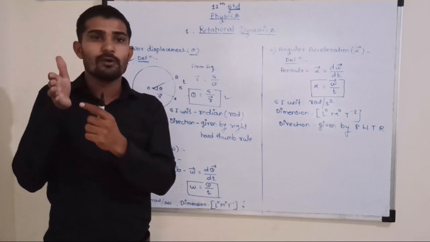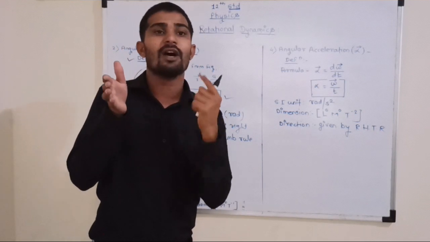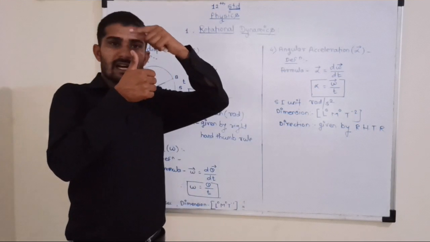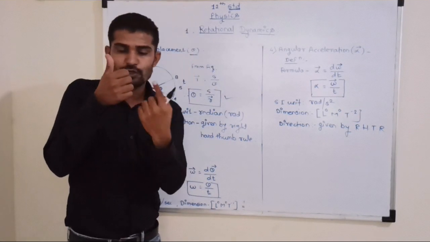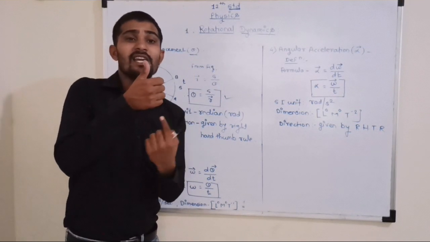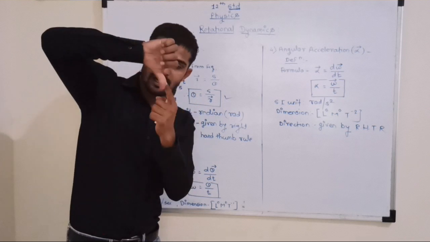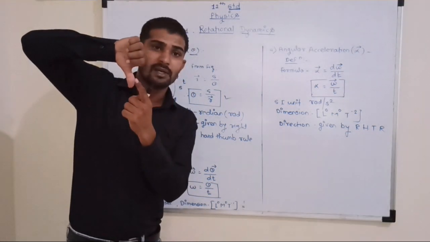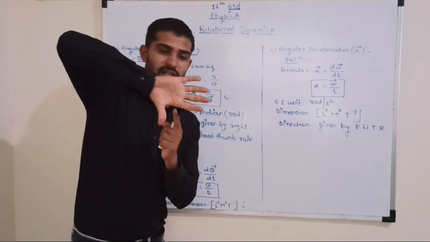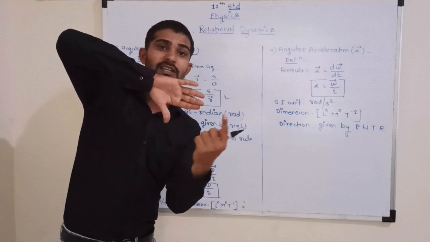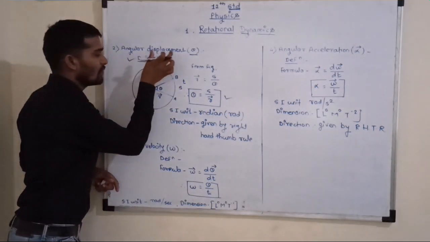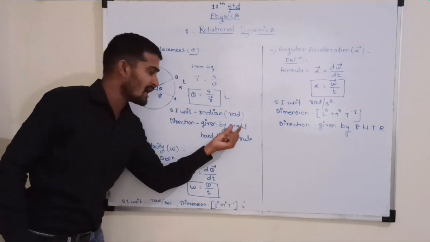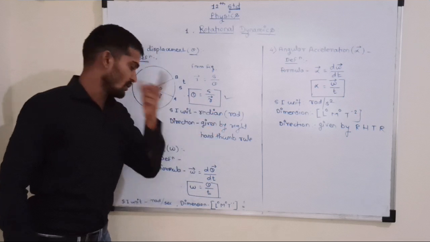Means what? The motion of the particle is clockwise or anti-clockwise. Suppose the outstretched thumb is in upward direction, so the motion of the particle is anti-clockwise. If the outstretched right hand thumb is in downward direction, the motion of the particle is in clockwise sense. This is the direction of angular displacement given by the right hand thumb rule.